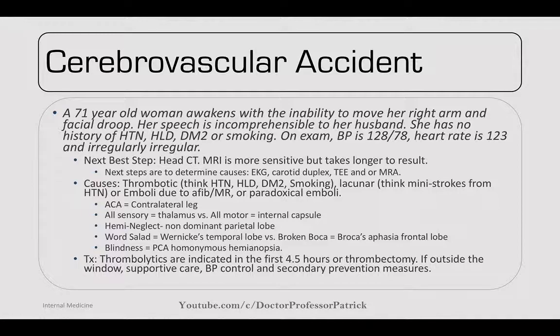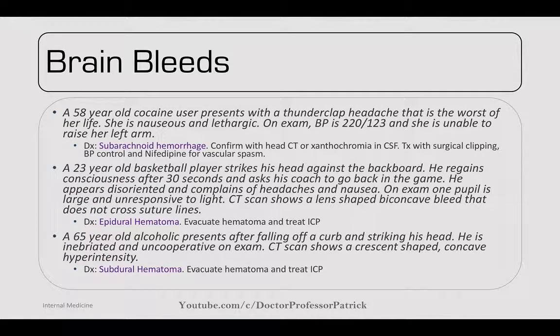Blindness is usually due to a PCA, and you get homonymous hemianopsia. The treatment is going to be thrombolytics within the first 4.5 hours, or thrombectomy if it can be performed. If you're outside the window, you can only give supportive care, blood pressure control, and secondary prevention measures by trying to determine the cause and prevent a future stroke.